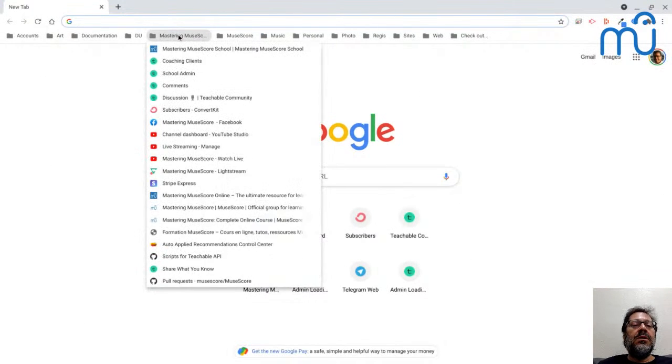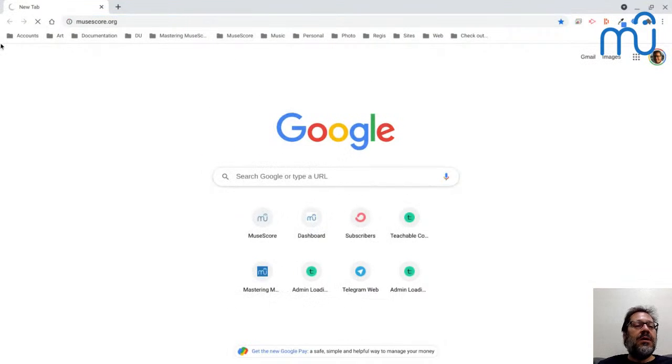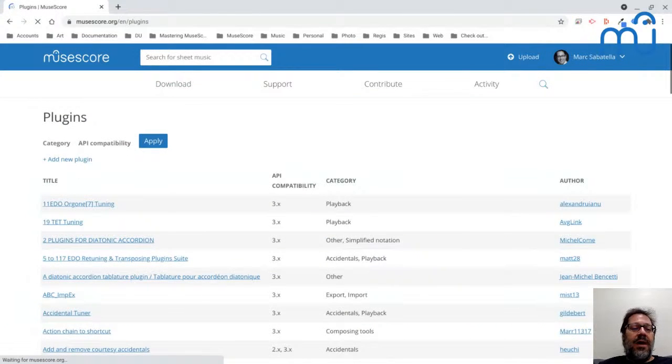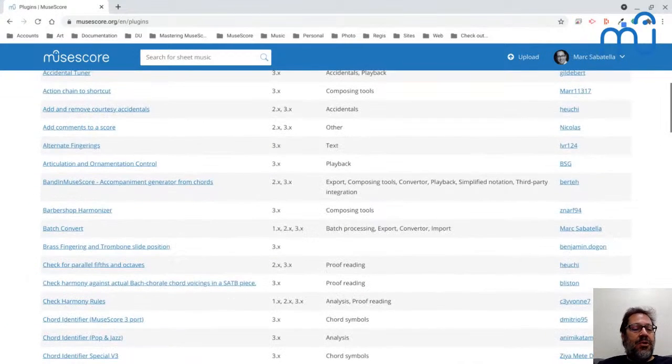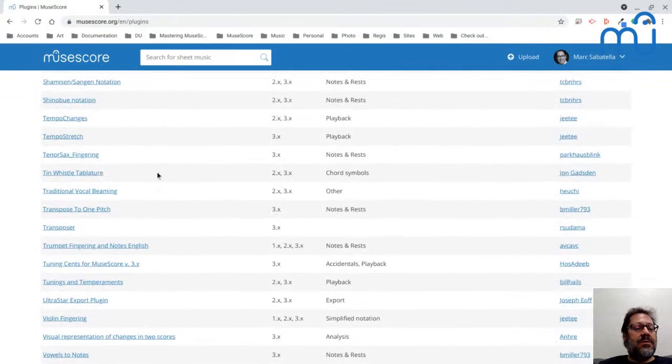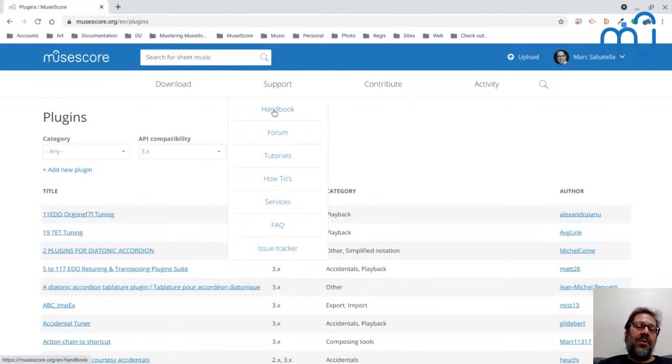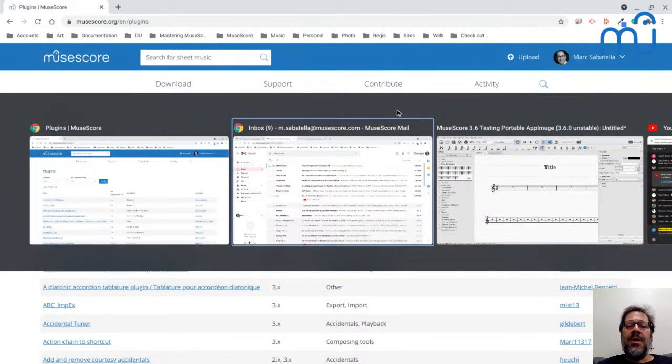If I go to musescore.org, download, plugins, etc. And then you'll find the Tempo Changes plugin down here. There it is. And somewhere or other you can find instructions. You would think that on this page right away would be instructions on how to install them, but you have to go to the handbook for that. So handbook, and then you can learn about how to install them. So Tempo Changes is the name of that plugin.